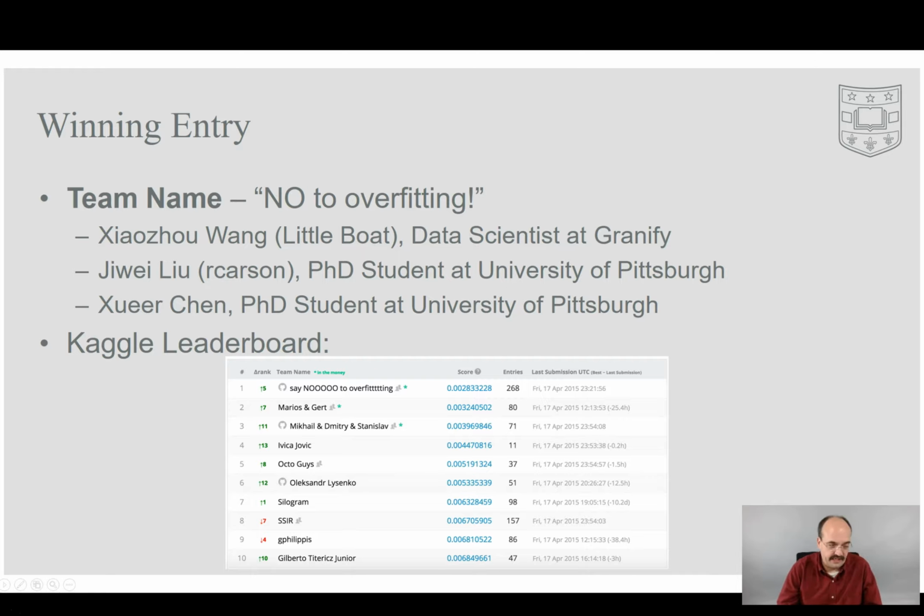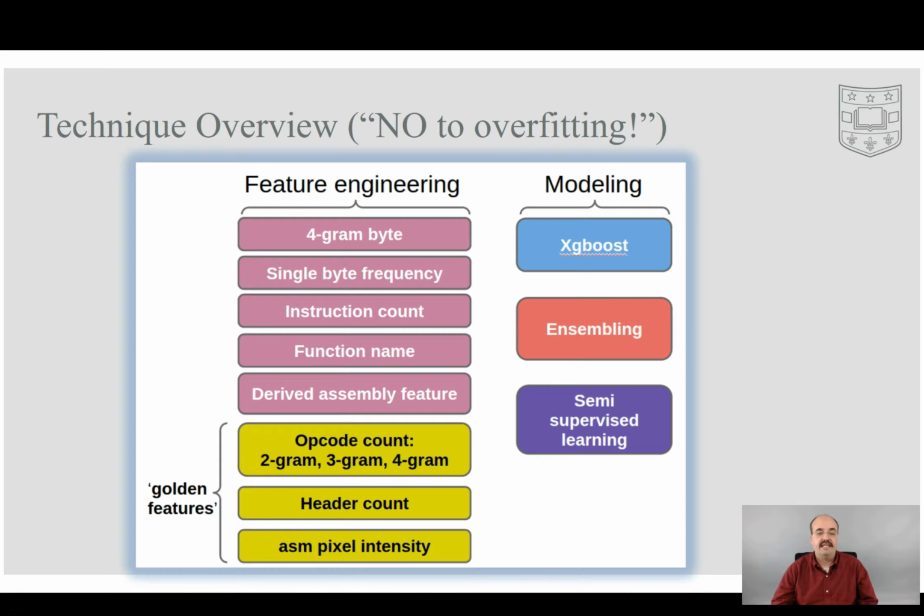And then the winning entry, the team name was No to Overfitting, and you can see they're PhD students at the University of Pittsburgh, and then a data scientist. This is what the Kaggle leaderboard looks like for this competition. And this was the technique that they used. So remember we talked about essentially ensembling. So this was basically three models ensembled, a variety of models actually ensembled together. And they used XGBoost, they used other ensembles, and they also used semi-supervised learning.